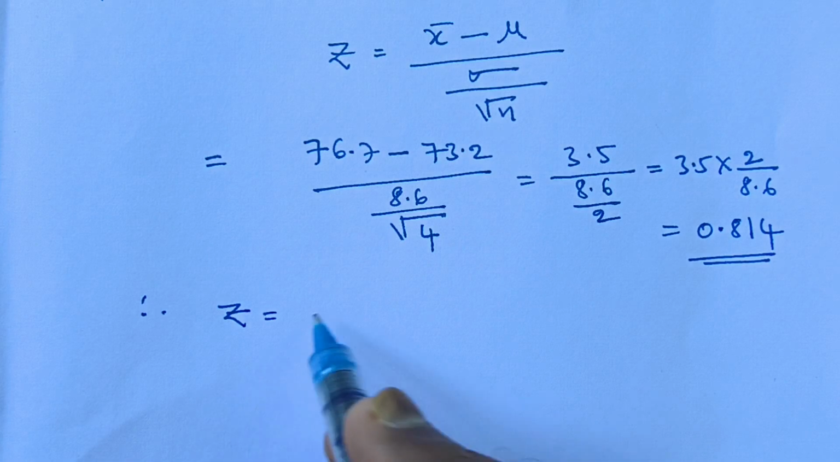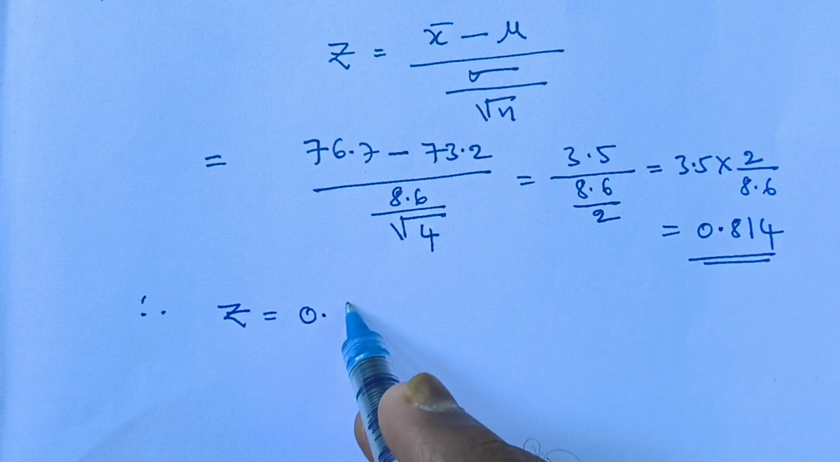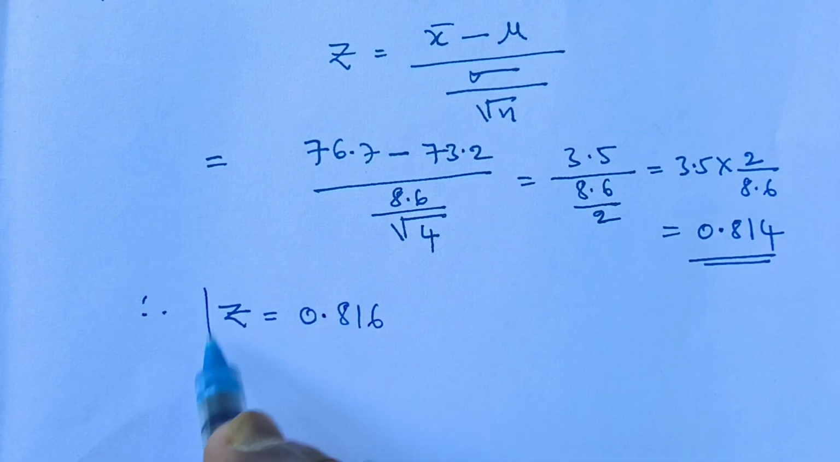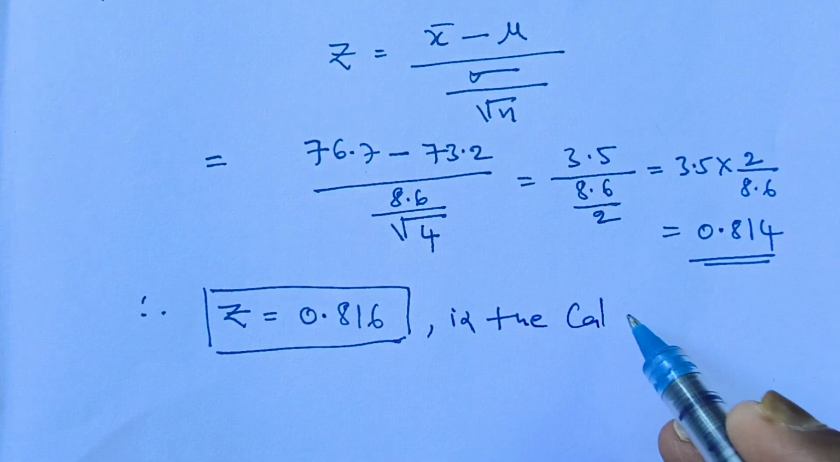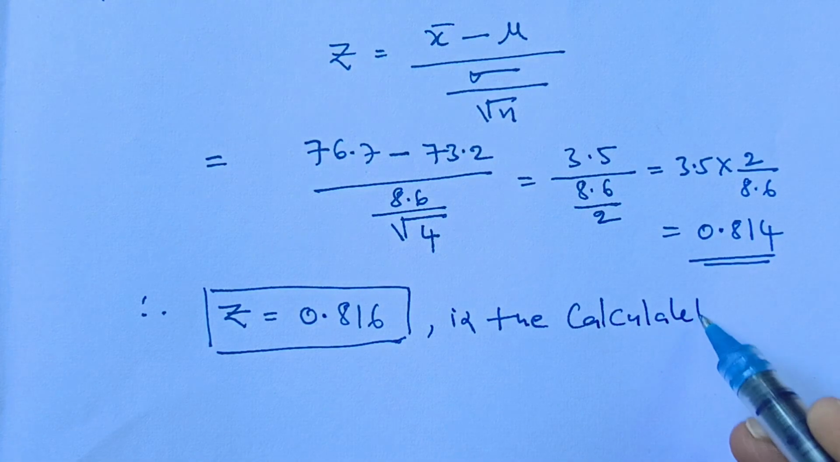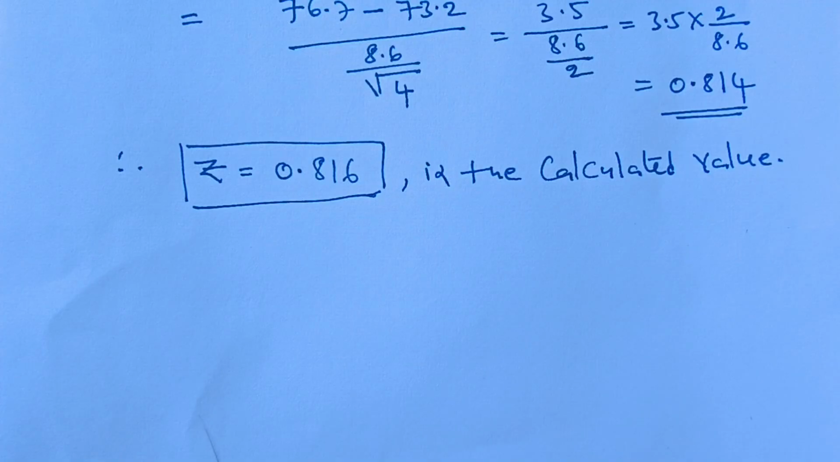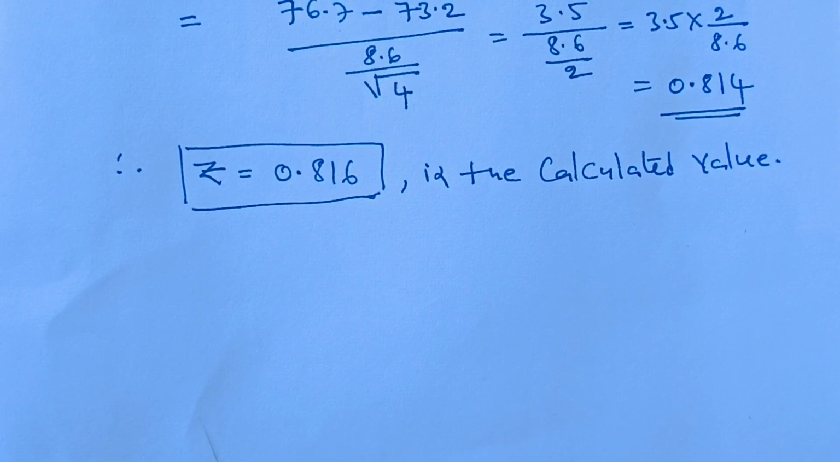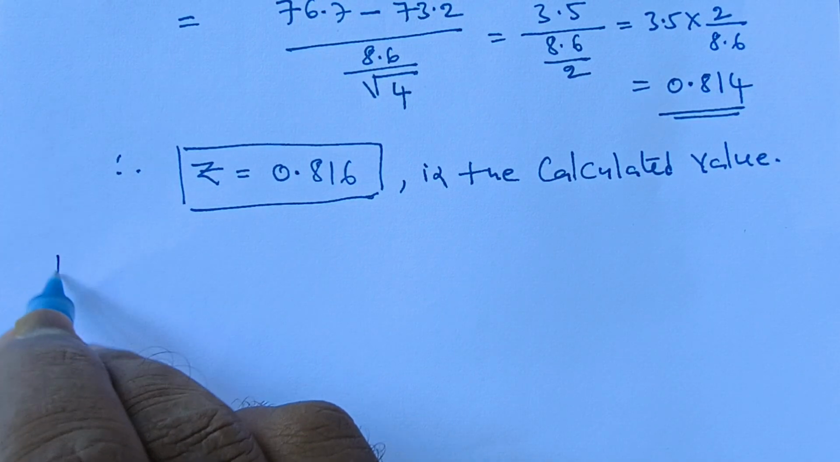Therefore, z equals 0.814. This is the calculated value of z.